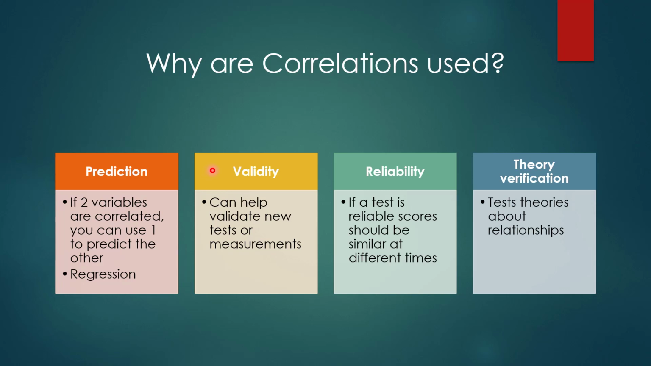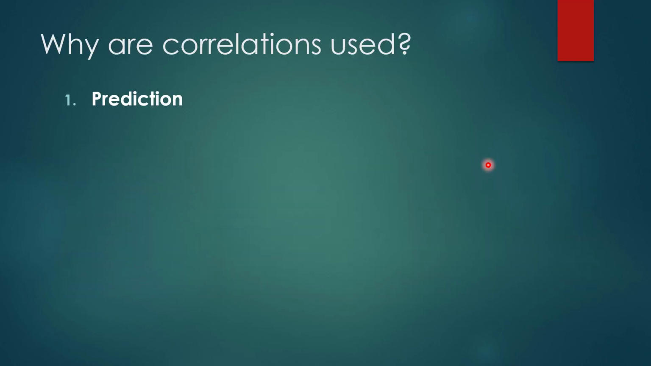We can also check the validity of a measurement. We can check the reliability of a measurement. And we can use it just to test some sort of theory we have. Are two variables related? What's the relationship between two variables? So a little more about the first one, prediction.